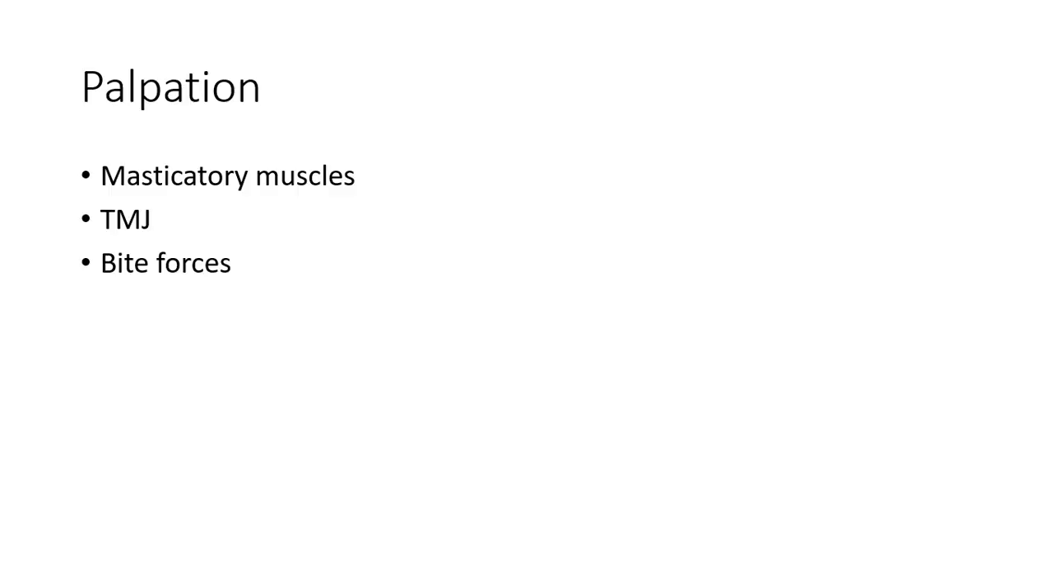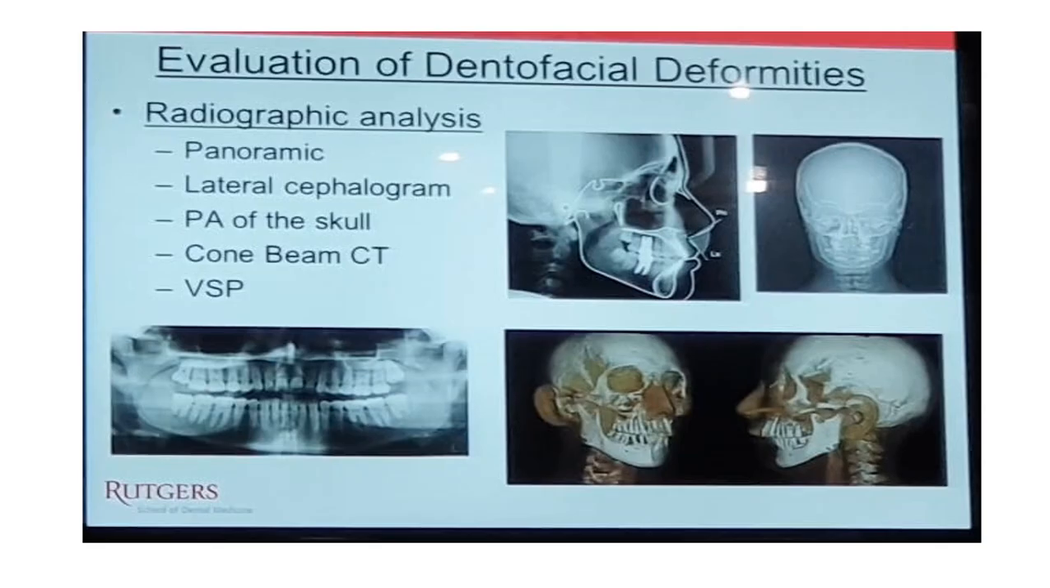And after inspection there is palpation. You should palpate the muscles of mastication to check the strength and tone, and you should palpate the temporomandibular joint, and assess the position of the condyle, and assess the tenderness over the condyle while opening and closing the jaw, to assess any previous TMD, and assess the bite forces.